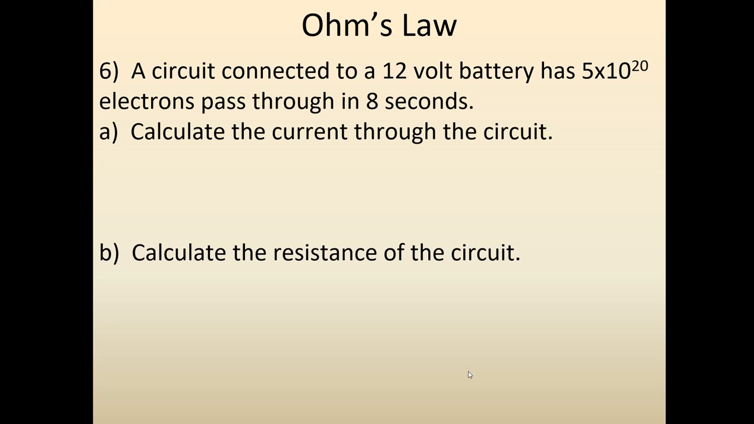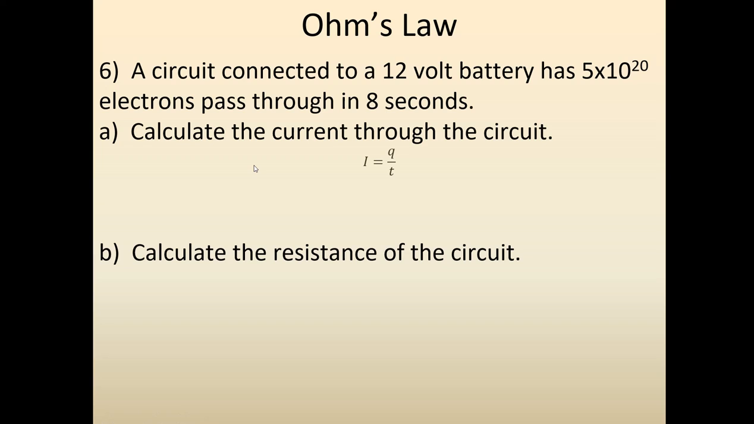All right, so this one's a little bit trickier. Part A says, what is the current through the circuit? Now, we could use Ohm's law, but if we attempted to use Ohm's law, even though we have the voltage, we do not have the resistance. In fact, we're finding the resistance in part B. So it's very clear that we're not going to use Ohm's law here. So instead, we have to use another equation.